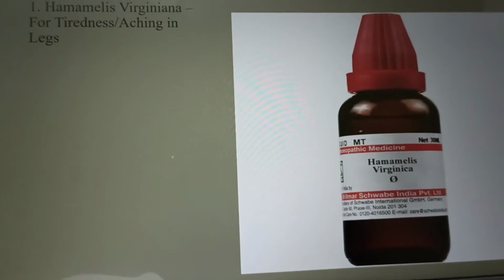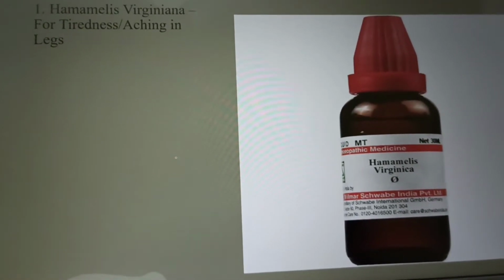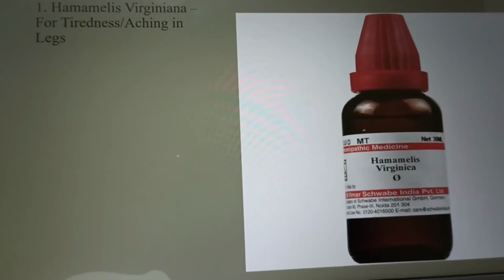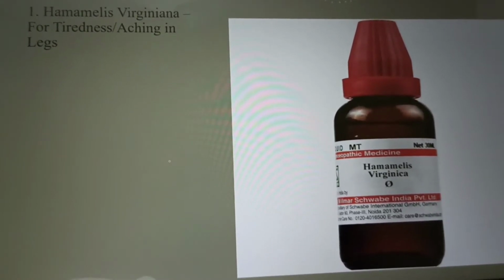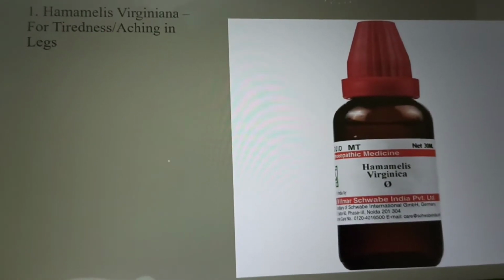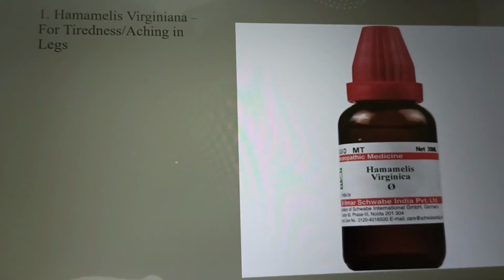So the key indications for using Hamamelis for the varicose vein are, first, tiredness or aching in the legs, secondly, a tense feeling in the legs, and thirdly, varicose ulcer with stinging and prickling pain. So, on the basis of these symptoms, you can prescribe Hamamelis for the treatment of varicose veins, or you can say varicosities. Now, let's talk about the second medicine for varicosities, that is Pulsatilla nigricans.